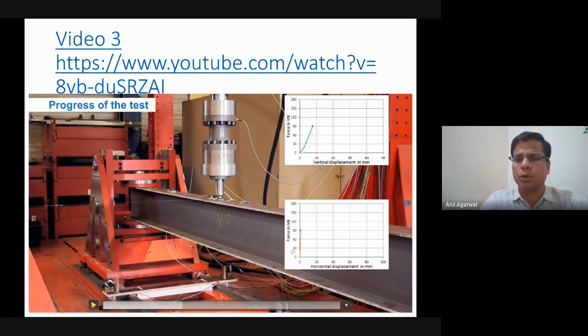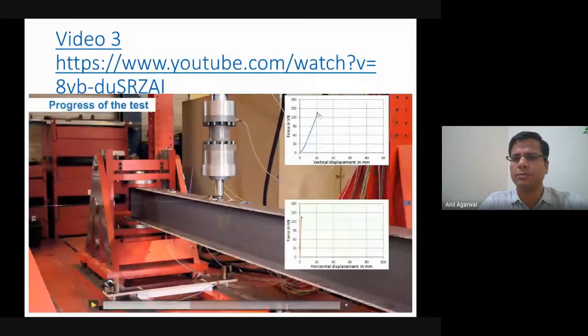In this case, it is plotting force versus horizontal displacement. So as the force is applied, there is no horizontal displacement. You can see that the graph is going almost vertically upward. That means there is no horizontal displacement, right? You have a beam, you are moving it downward, and it is only moving downward. And you keep applying more and more force, you keep monitoring these plots. Till this point, vertical displacement has increased to more than 10 millimeter, but horizontal displacement is not even 1 millimeter.